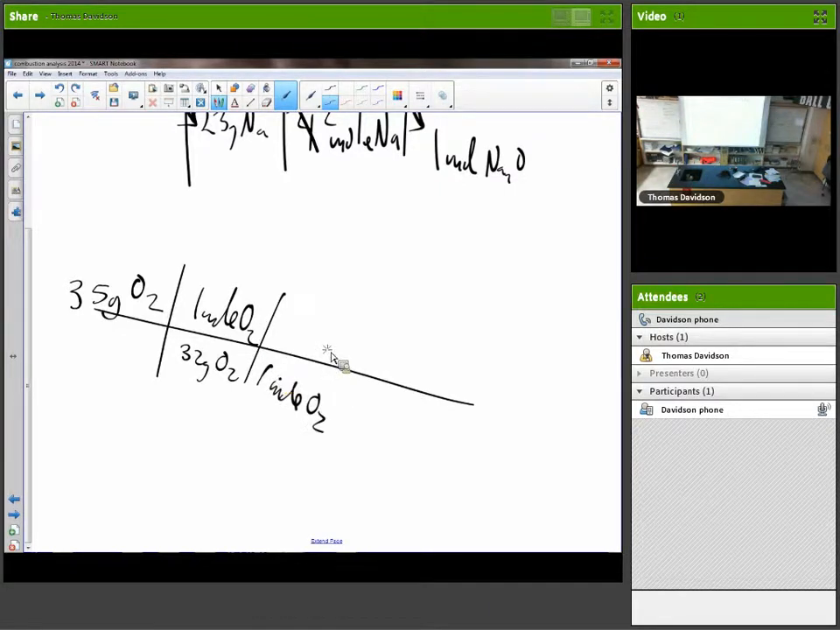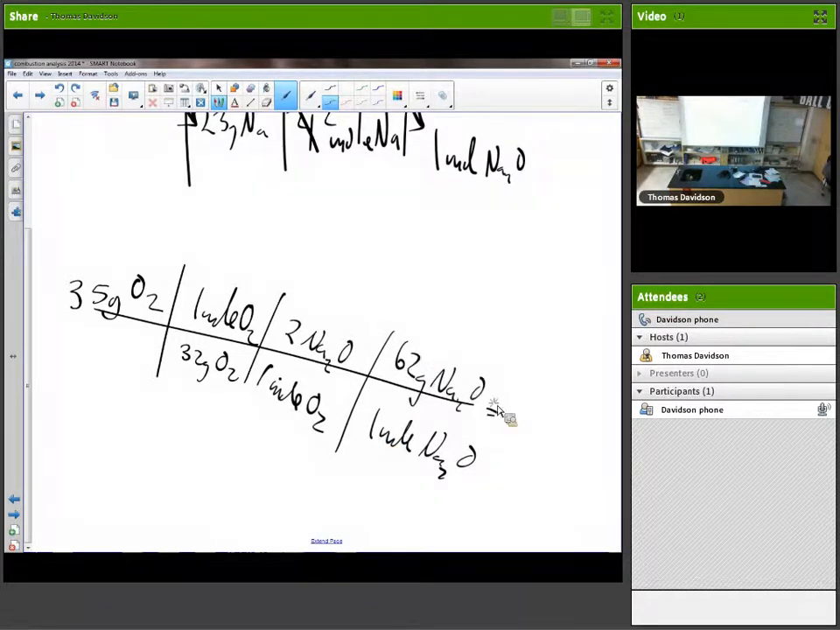What was in front of Na2O? All right, 1 mole Na2O. We already said that was 62 grams Na2O. Okay, so we math 35 times 2 times whatever. What am I going to end up with? 100 and something, right?